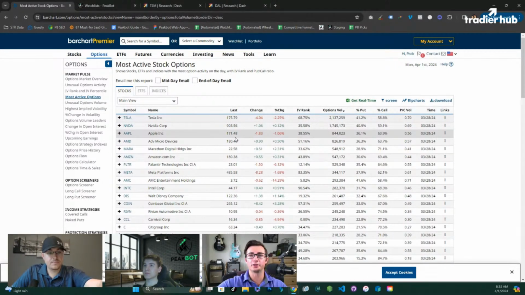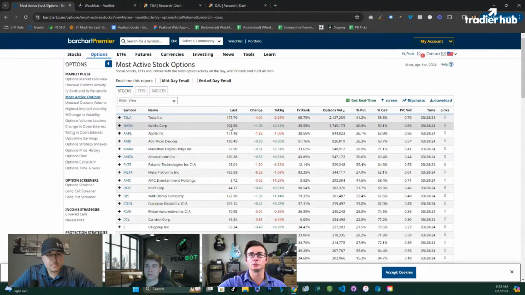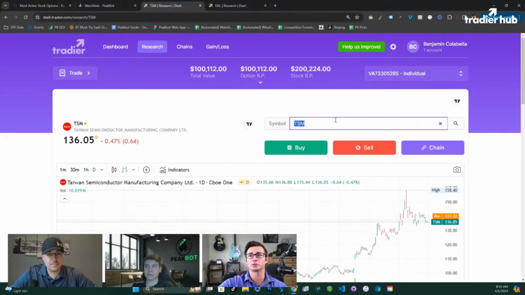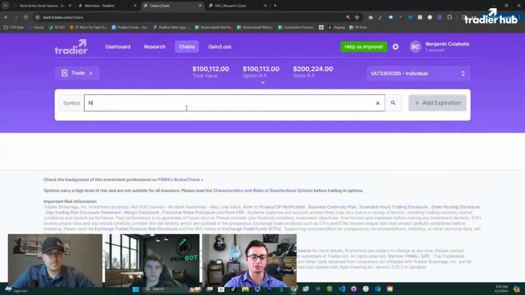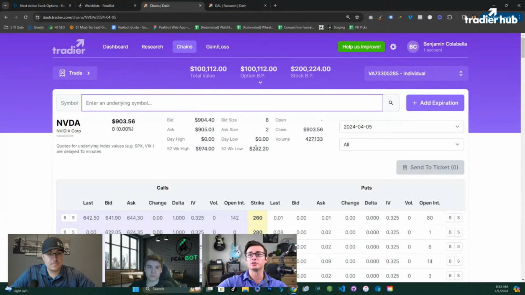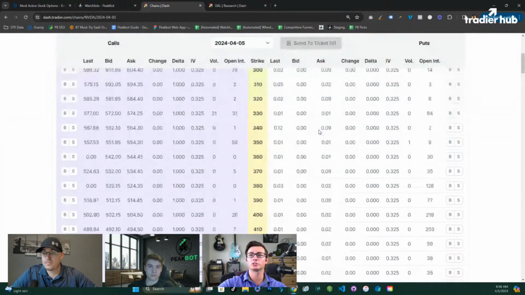So for NVIDIA, as an example, if we were to take a look at NVIDIA's options chain, I'm going to go over to my Tradier account here and go to chains. This is my paper trading account. Tradier offers a paper trading account, highly recommended. I'm going to type in NVIDIA. Now, PeakBot will be selling the expiration for the end of the week. So April 5th, 2024, that's our expiration.